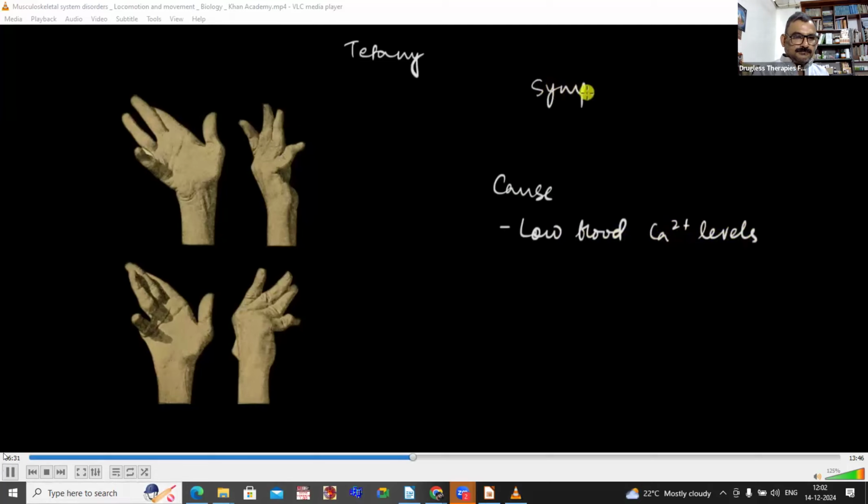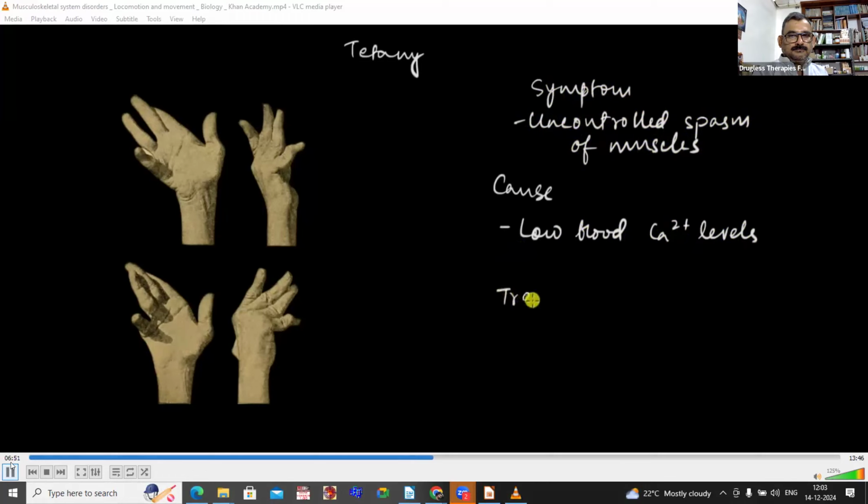So the symptom is uncontrolled spasm of muscles, and the cause is low blood calcium, and it often results from hypoparathyroidism. So what is the treatment? Calcium supplementation.